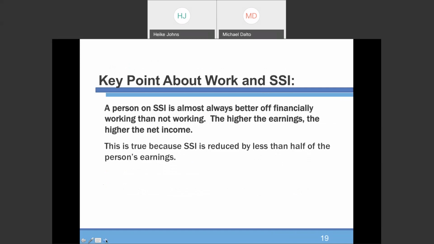So one really key point about work in SSI is that a person on SSI is almost always better off financially if they work than if they don't. And the higher their earnings, the higher their net income will be. That's true because although SSI is reduced when a person works, it's reduced by less than half of their earnings.